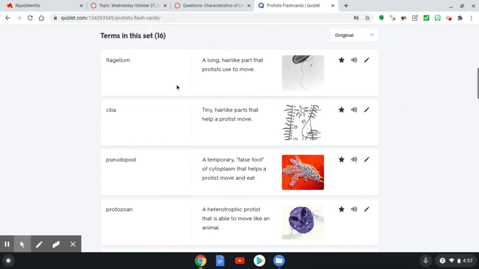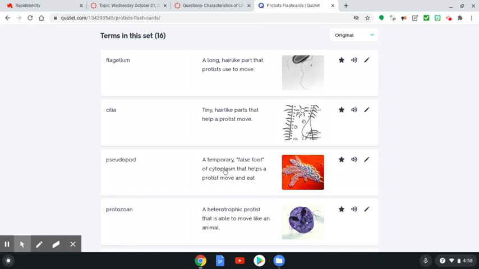So a flagellum is a long, hair-like part that protists use to move. It's like a whip, and they move it back and forth to sense their environment. Cilia are tiny, hair-like parts that help a protist move. They'll be on the outside, and this is the opening for food in this protist. They also kind of swish the food into this area.